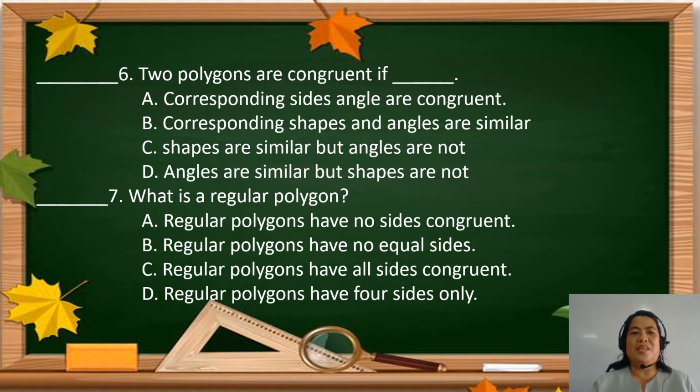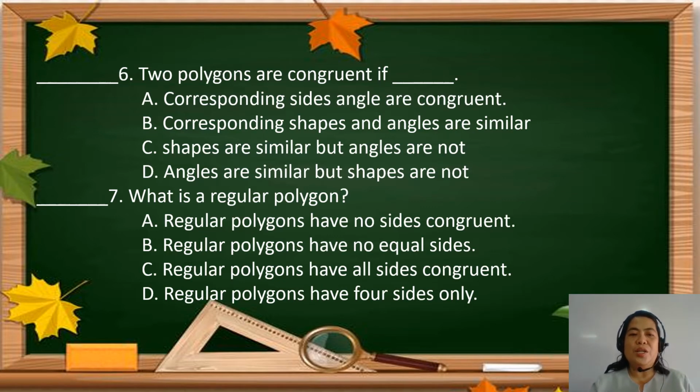Okay, number 6. Two polygons are congruent if blank. A, corresponding sides and angles are congruent. B, corresponding shapes and angles are similar. C, shapes are similar but angles are not. D, angles are similar but shapes are not. Okay, the correct answer is letter A. Corresponding sides and angles are congruent.